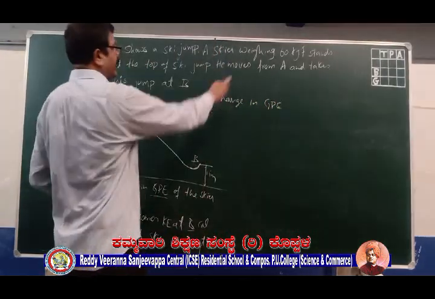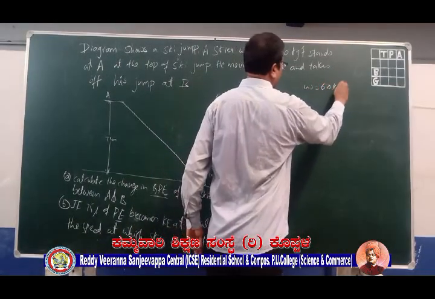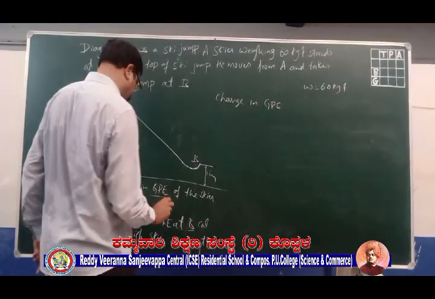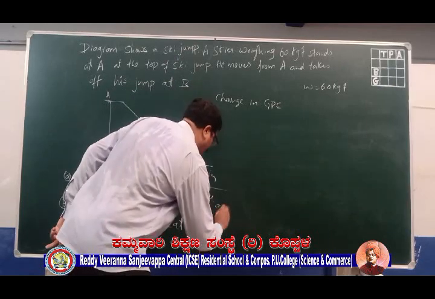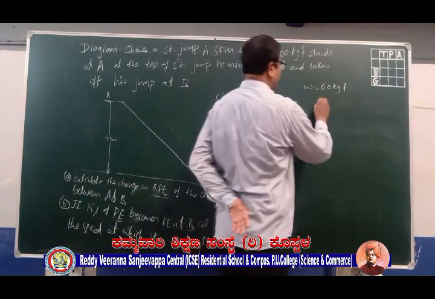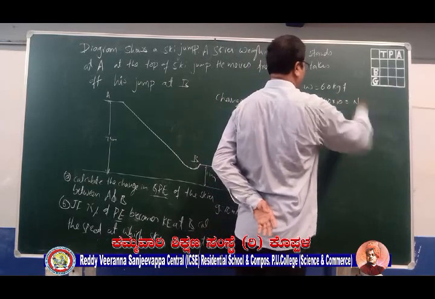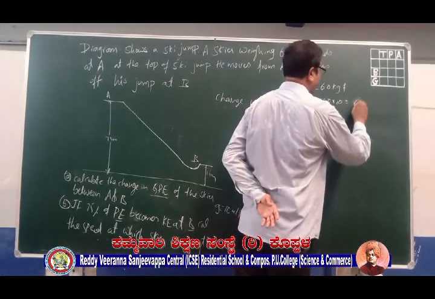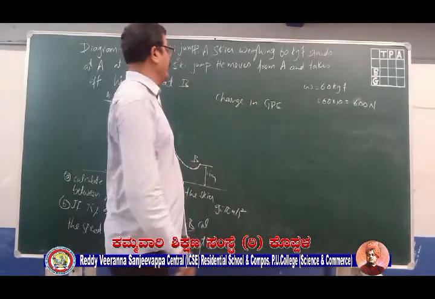So what is the weight here? Weight W is equal to 60 kgf, and g he has given as 10 meter per second square. So I'll convert this 60 into 10. This is 600 Newton. Sorry, it is 600 Newton. So I have converted kgf into Newton.